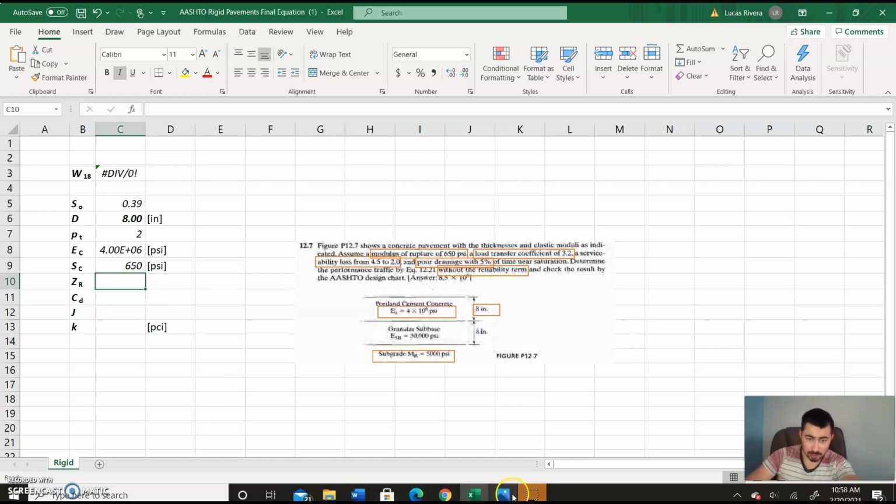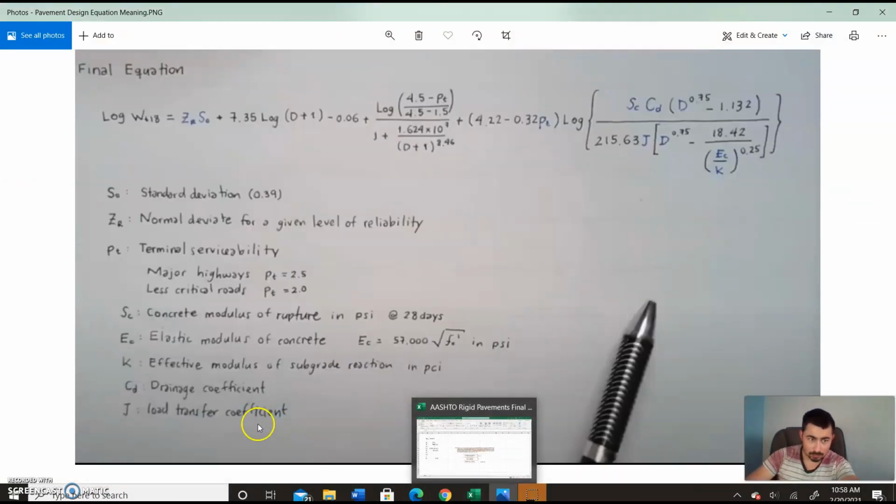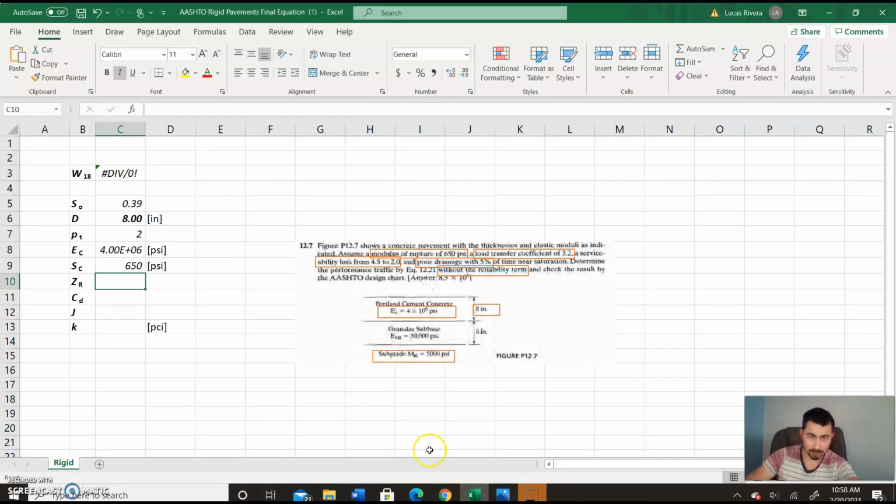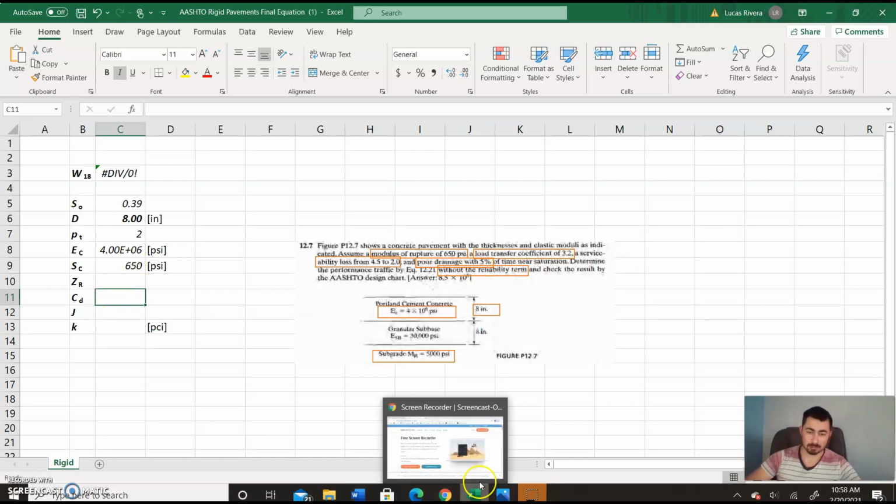Z sub R, normal deviate. I seem to recall in this one there was no normal deviate. The reliability term, I think that right there means no deviate, so if I recall correctly, we just don't put anything in there.